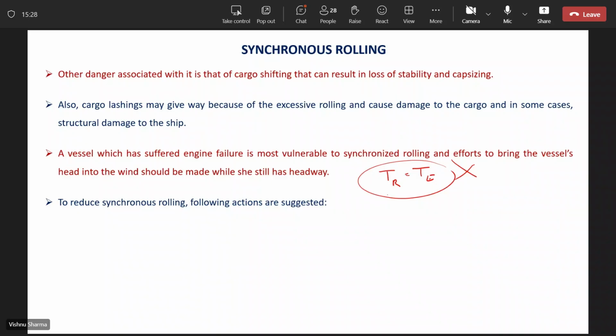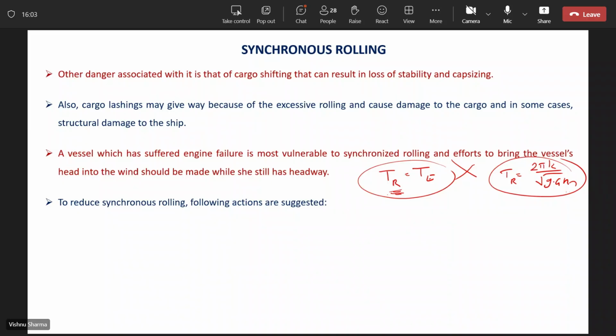Technically, we are talking technically. To change TR, what do you need to do? You studied in the morning, TR is equal to 2 pi K upon root GM. That means you can add ballast, you can remove ballast, or you can shift something so that the GM and radius of gyration get altered, causing a change in the TR value. Now you'll say, sir, it will take time. Yes, we are just talking technically what can be done. Whether that is a preferred action or not, that's a different issue.